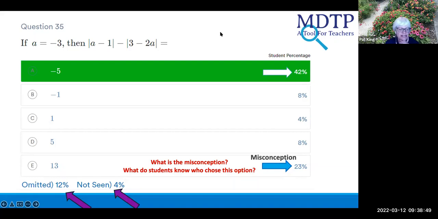So several ideas in the chat: changing subtraction to addition because it has to be positive, of course. Doing 4 plus 9 instead of 4 minus 9. Added the 4 and the 9 instead of subtracting. Forgot to subtract 9 from 4. Mm-hmm.